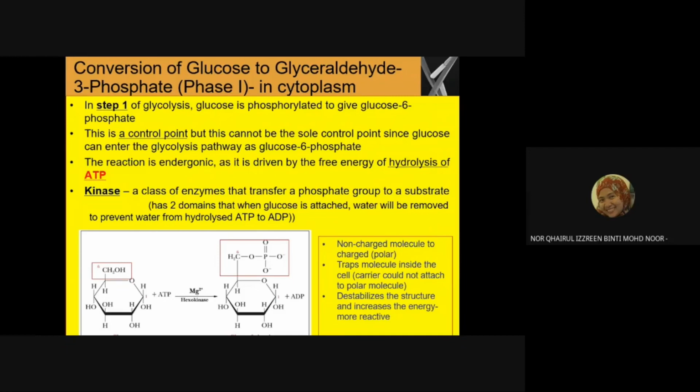The conversion of glucose to glucose 6 phosphate destabilizes the structure of glucose. When it destabilizes the structure, it means it has high energy, and when it has high energy it is more active. So remember that glucose 6 phosphate is highly reactive, high energy, more reactive, and this is not a stable molecule.